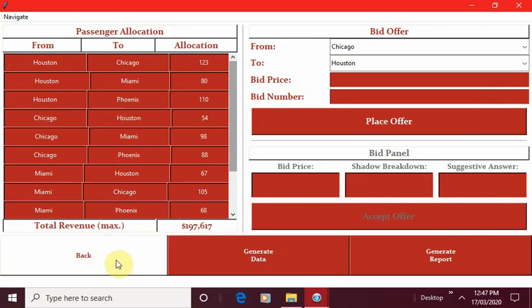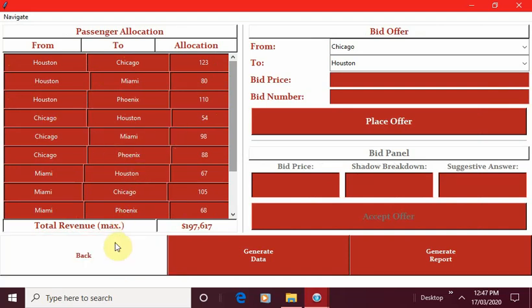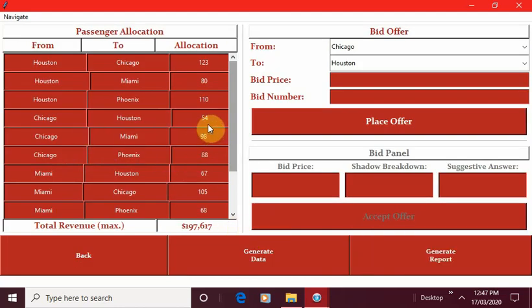Let's see what the original figure for Chicago to Houston was. Let's go back, and Chicago to Houston was 130. So the allocation at Chicago to Houston becomes only 54, because it's an overcapacity. Basically the demand is more than the capacity and needs to be allocated. The demand was 130, but only 54 tickets have been allocated and sold.